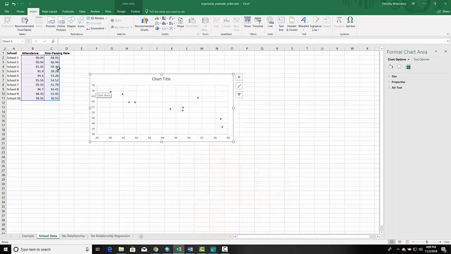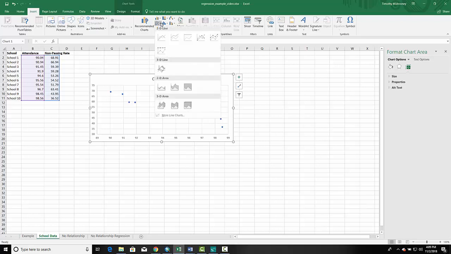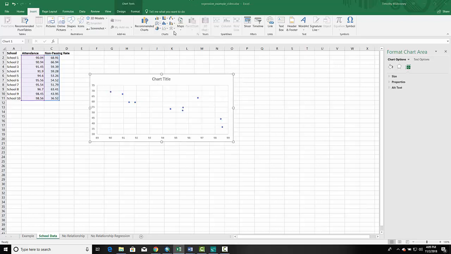When we actually look at the data here, we can see the non-passing rate versus attendance. And I can make a scatter plot of this. What I did before was I went to Insert Charts. I'm going to hit Control Z. But I went to my charts, went down to scatter plots, and made the plot.